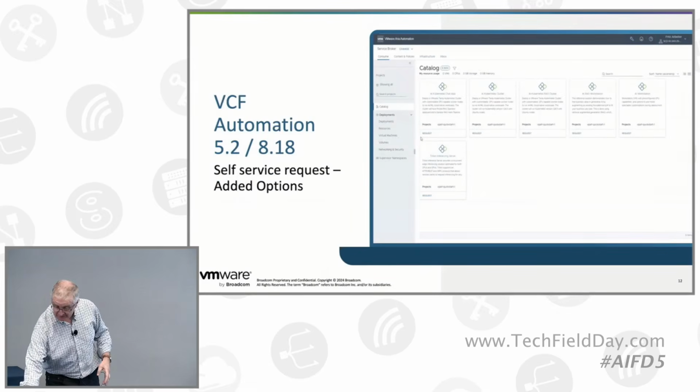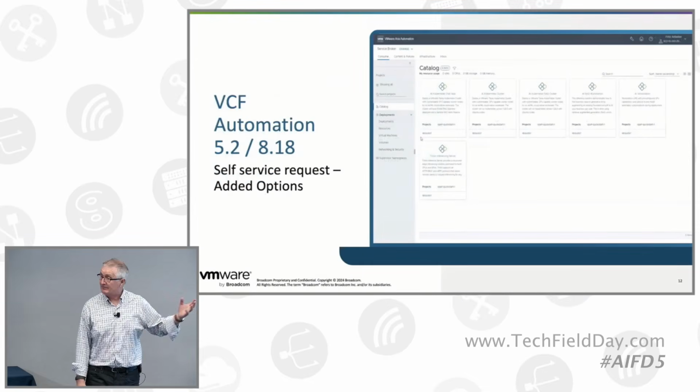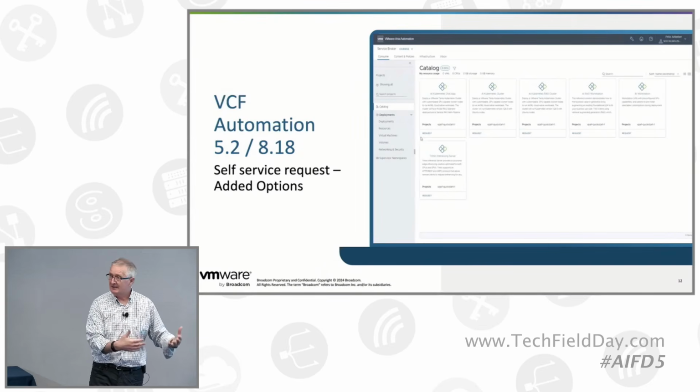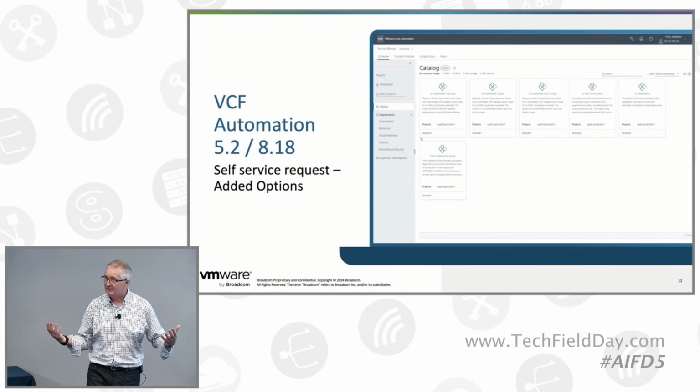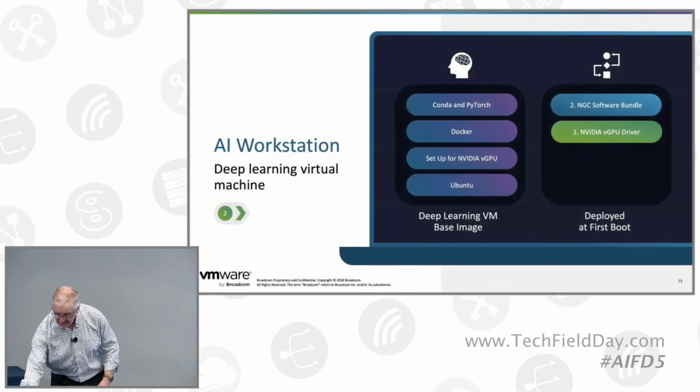We started out with just 2 options. As we released the product, we put even more options in there. Do you want a Kubernetes with RAG in it? Do you want a Kubernetes with RAG plus chatbots in it? Do you want an AI workstation that just has the PyTorch in it? A whole bunch of different options for the data scientist to choose from. And you're going to see those choices here in a second.